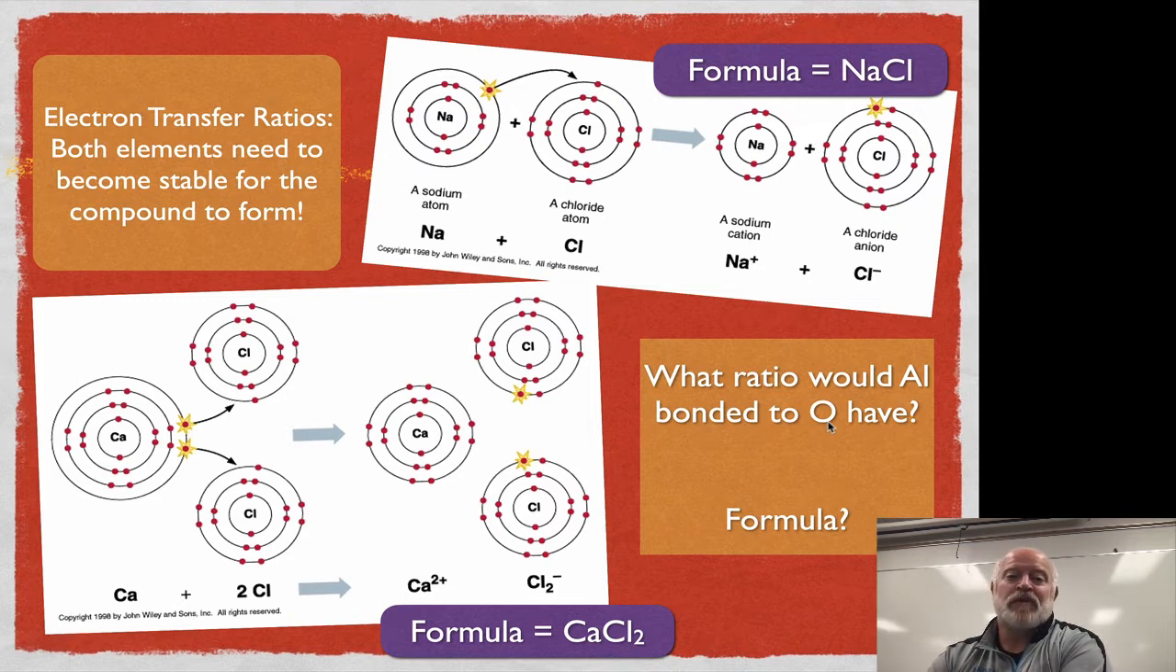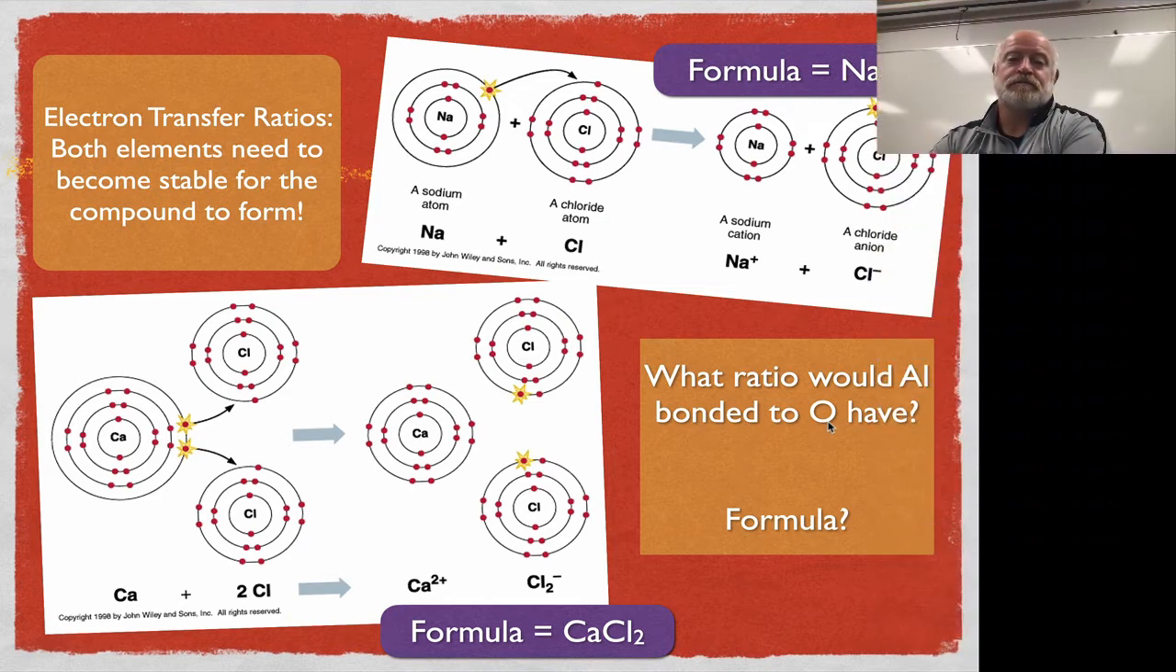And then find the ratio between the two of them, and from that you should be able to say, oh, it's going to take X amount of these and X amount of those. So do that for a second here, and then pause the video and come back and check out the answer.